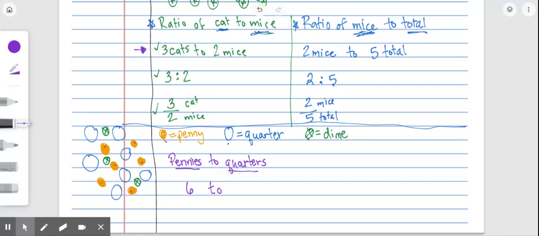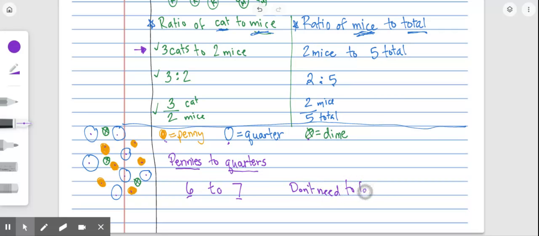So quarters is the second number. Quarters are the blue open circles. So I'm going to count 1, 2, 3, 4, 5, 6, 7. 7. So my ratio is 6 to 7. Now notice for this one, I did not write pennies next to the 6 or quarters next to the 7 because you don't have to write the label.